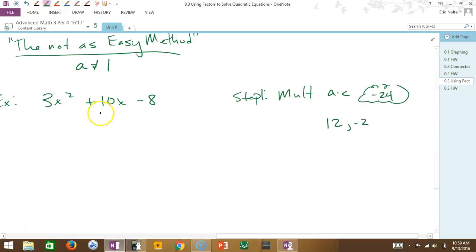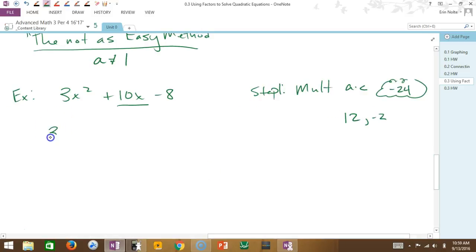Instead of writing a 10x, we're going to replace the 10x with the 2 numbers that we just came up with. So it's going to be 3x squared plus 12x minus 2x minus 8. And if you want to say plus negative 2, I'm okay with that. In fact, I kind of like the way that looks because I'll show you on the next step. So everybody okay? Step 2.